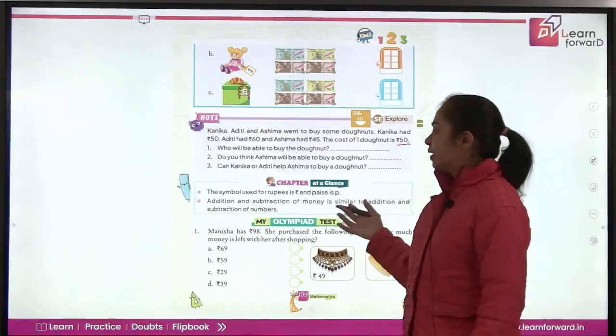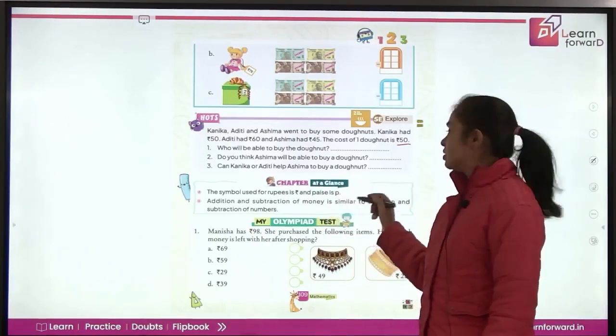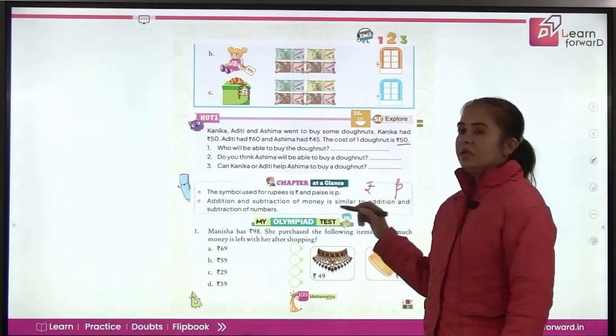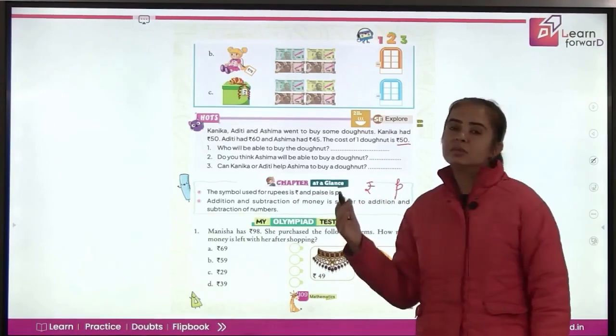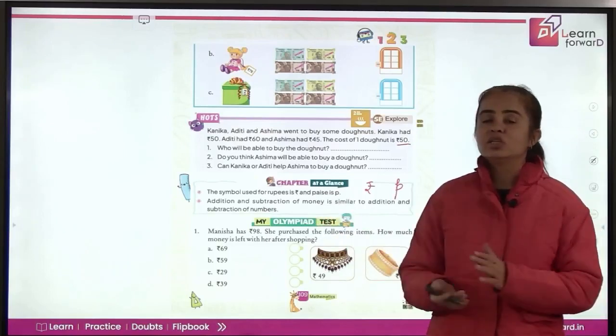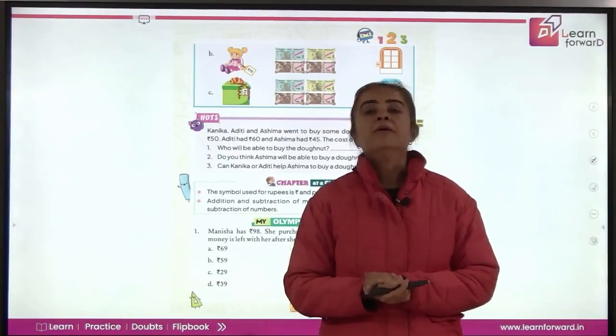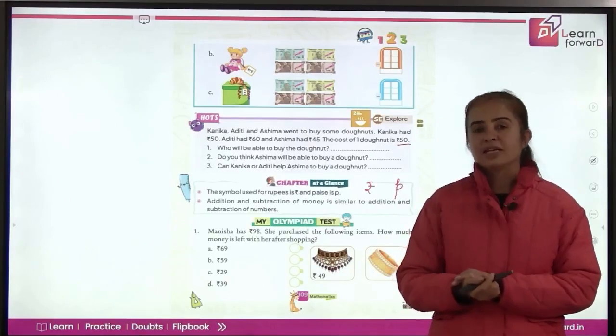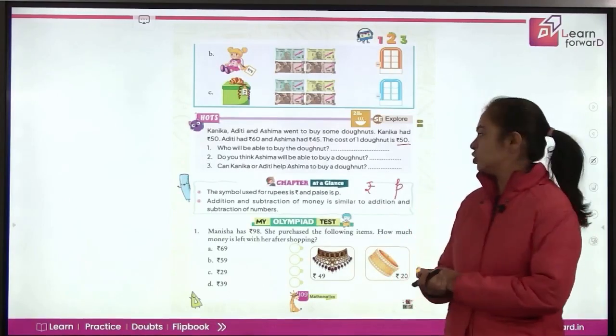Now, chapter at a glance. The symbol used for rupees is this, and for paise we write P. Addition and subtraction of money is similar to the other addition and subtraction we have been doing. With the difference, you will always mention the rupees or paise with it. Unit should also be mentioned.